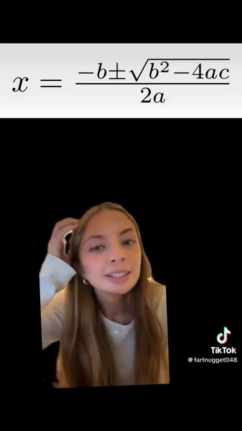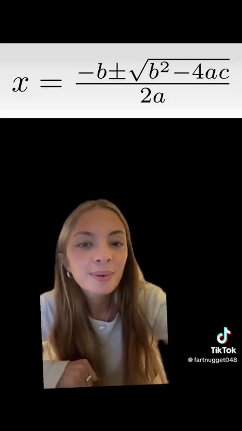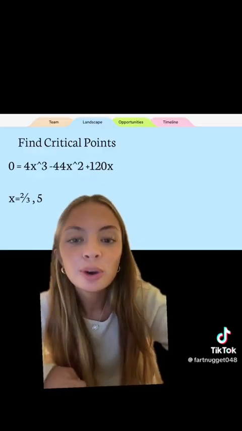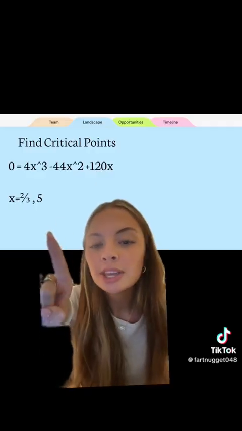And so here is our quadratic formula: x equals negative b plus or minus the square root of b squared minus 4ac, all divided by 2a. When we plug that into the quadratic formula, we get x equals 2/3 feet and 5 feet.